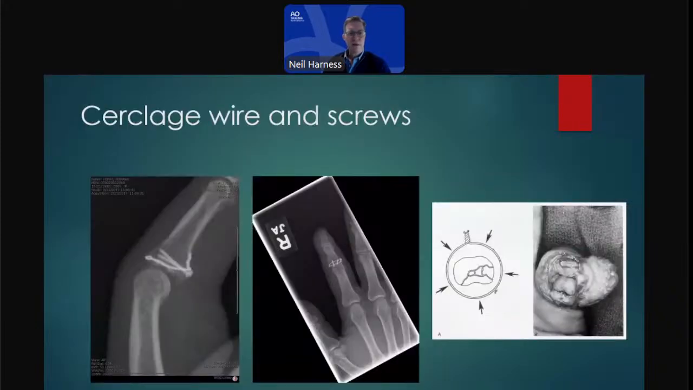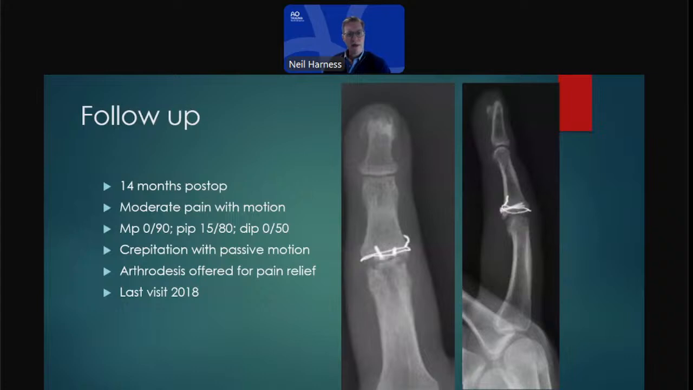And so in this case, I wanted to try to do something more than just screws to maintain alignment. And I went with an old technique using dental wire and a cerclage wire technique to compress the central fragments together and maintain position. And this actually did very well, but he came back 14 months post-op and he had increasing pain. His motion was still pretty good, but he had crepitation that you could even feel with passive range of motion. And for pain relief, I offered him an arthrodesis.